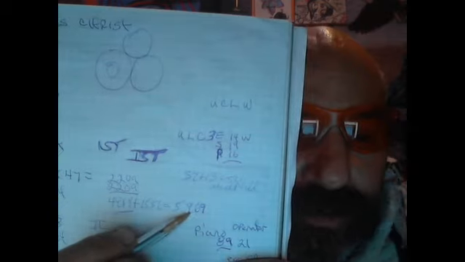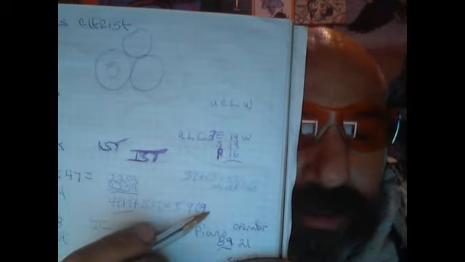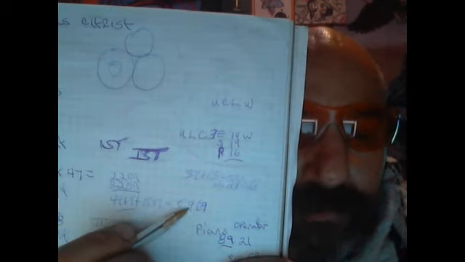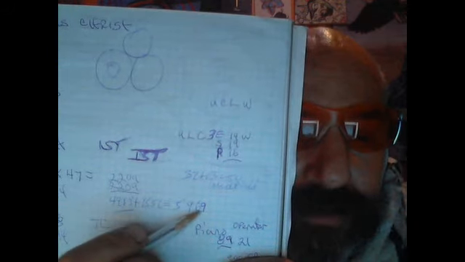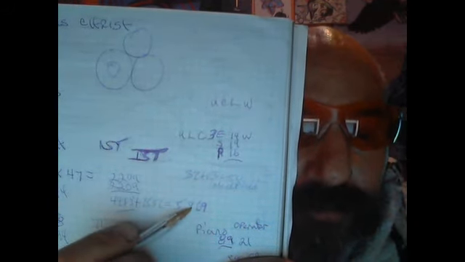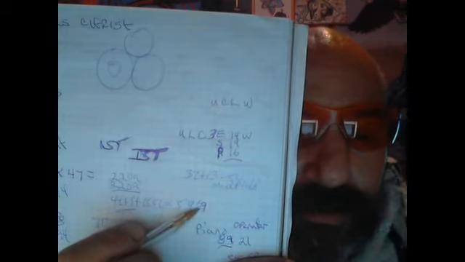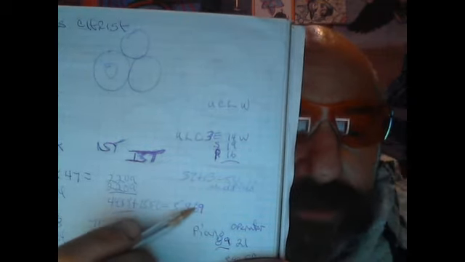9 and 6 is 15. 6 and 9 is 15. 9 times 6 is 54. 9 plus 6 is 15. 54 and 15 is 69. So we have 69.